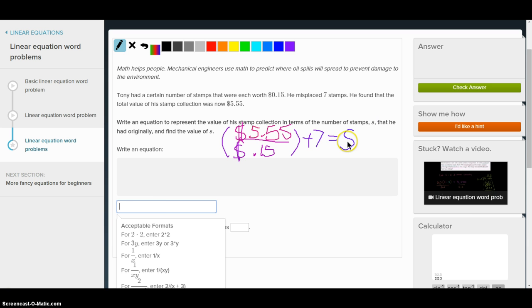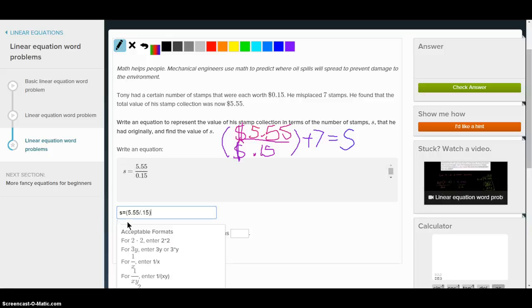So just to make sure we understand this, the original amount of stamps that he had right here. So we're going to have how many stamps he has right now, which we find by doing the total amount that his stamp collection is now worth, divided by how much each stamp is worth. So that gives us his current amount of stamps, and then we add the 7 that he lost to give us the original number of stamps. So we have S equals 5.55 divided by 0.15, and then plus 7.